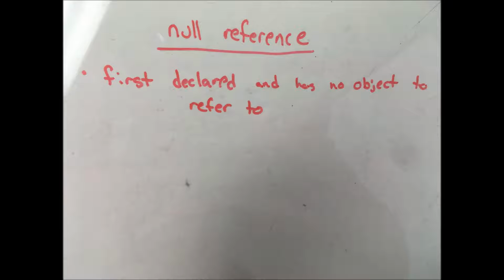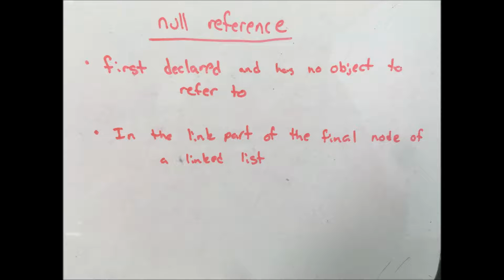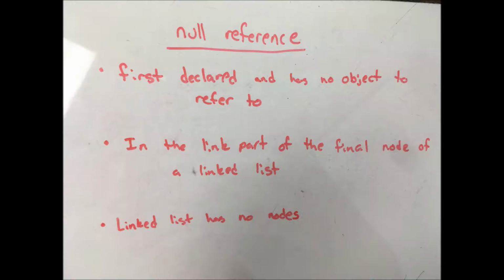When a reference variable is first declared and there is not yet an object for it to refer to, it can be given an initial value of a null reference. The null reference occurs in the link part of the final node of a linked list. When a linked list does not yet have any nodes, a null reference is used for the first and last reference variable to indicate an empty list.